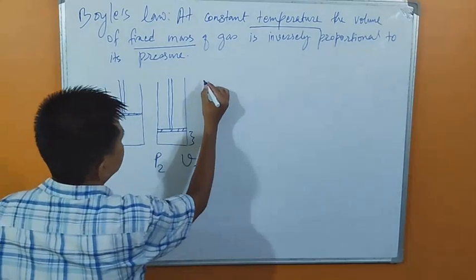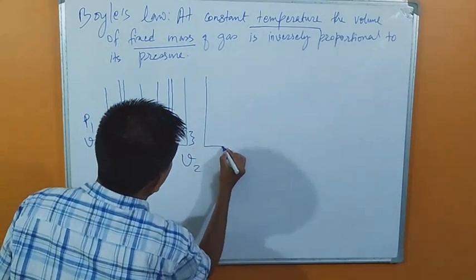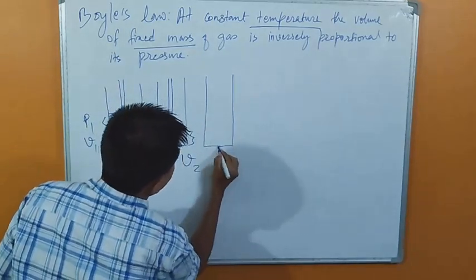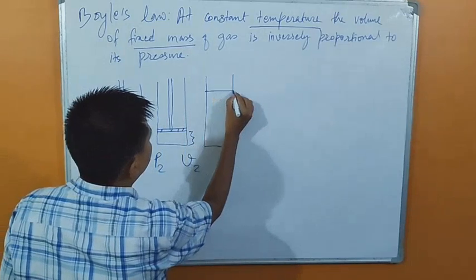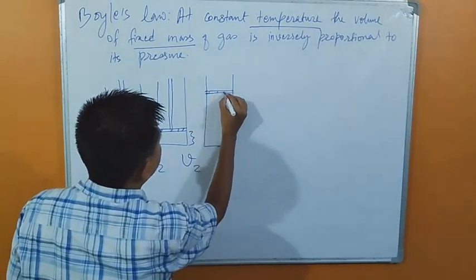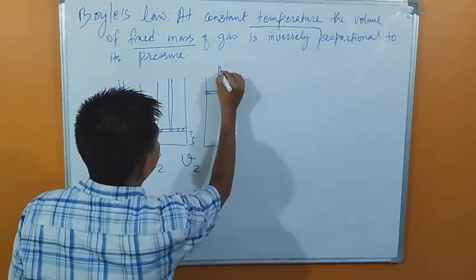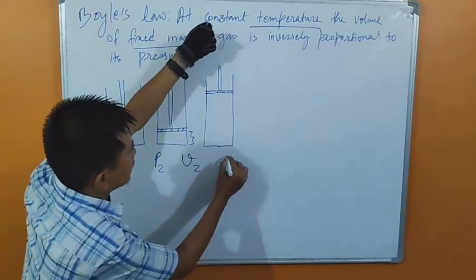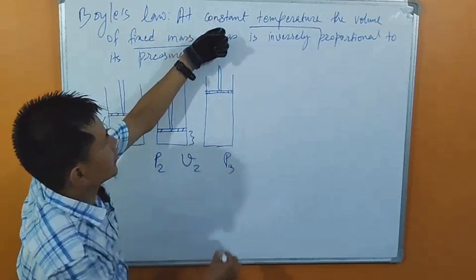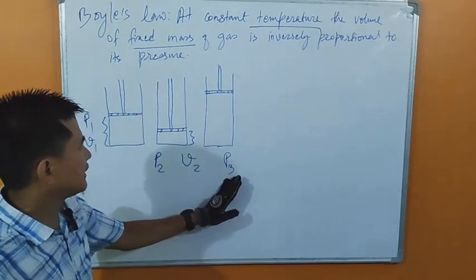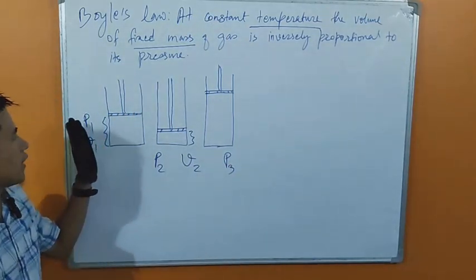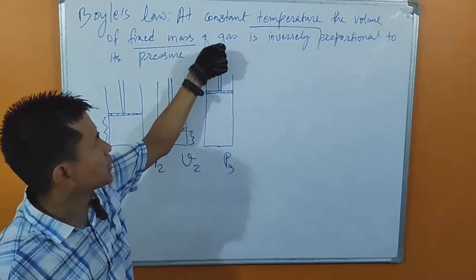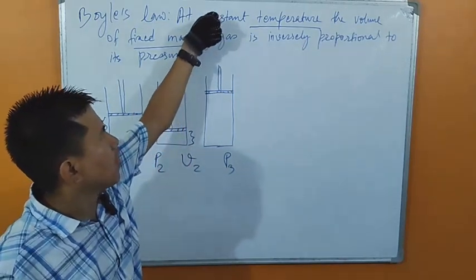Now in the third case, let me draw another cylinder. The same cylinder in the three cases. Now here, this is the piston and this is the handle of the piston. Let us say you applied pressure P3, which means P3 is even lesser than P1 and much lesser than P2. You didn't apply more pressure, you let the pressure go up.